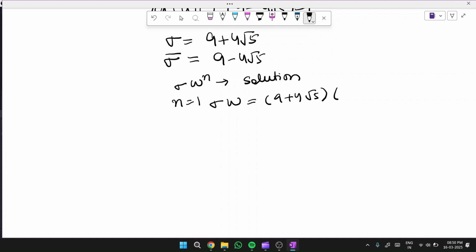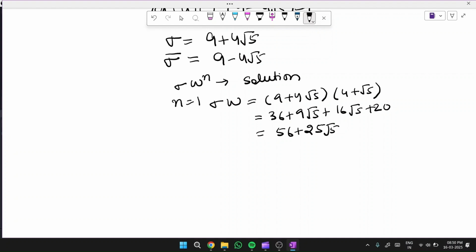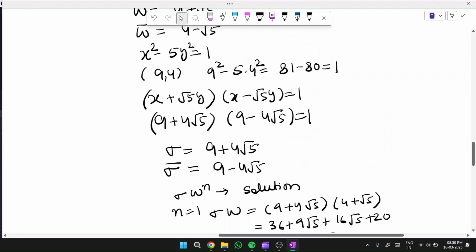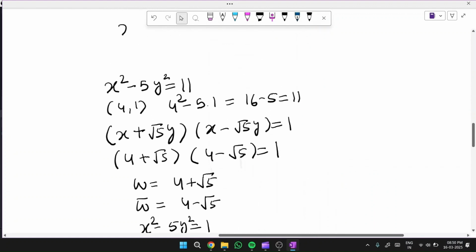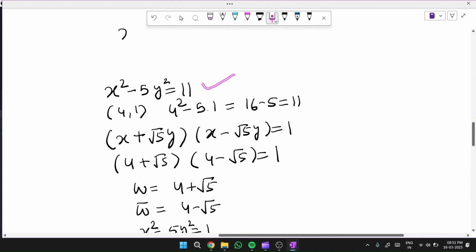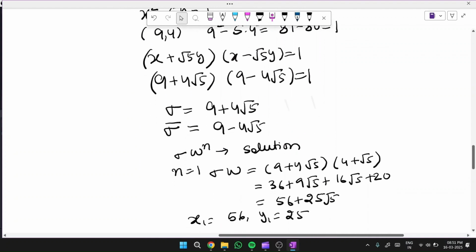5 into 4 plus root 5, which is our omega, is equal to 36 plus 9 root 5 plus 16 root 5 plus 20, which is equal to 56 plus 25 root 5. So if we take x1 equal to 56 and y1 equal to 25, this is also a solution to our Pell's equation, this one. Let's try if this solution works.